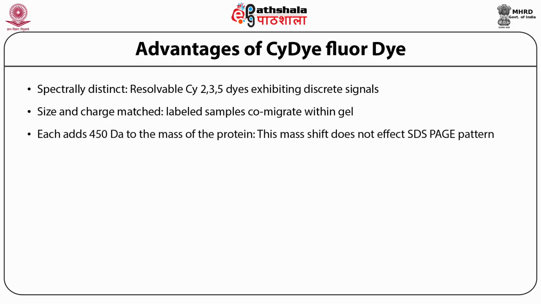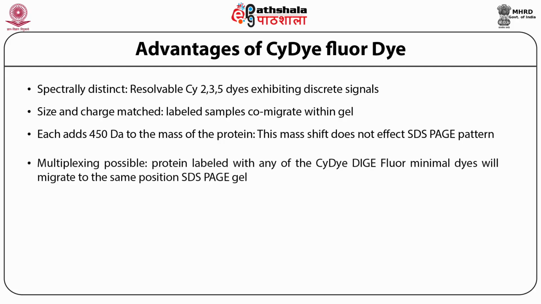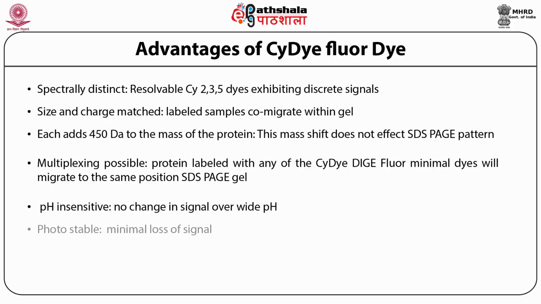Each dye adds around 450 Dalton to the mass of the protein, which is not much to affect the SDS PAGE pattern. There is a possibility of multiplexing, which means proteins labeled with different cyanine DIGE fluors will migrate to the same position on the SDS PAGE gel. As per the pH insensitivity, no changes in the signal will be observed over a wide pH. These cyanine dyes are photostable, and therefore there is a very good signal to noise ratio.